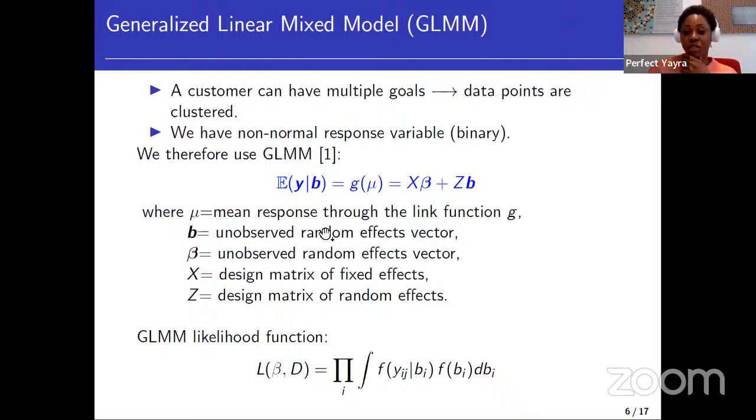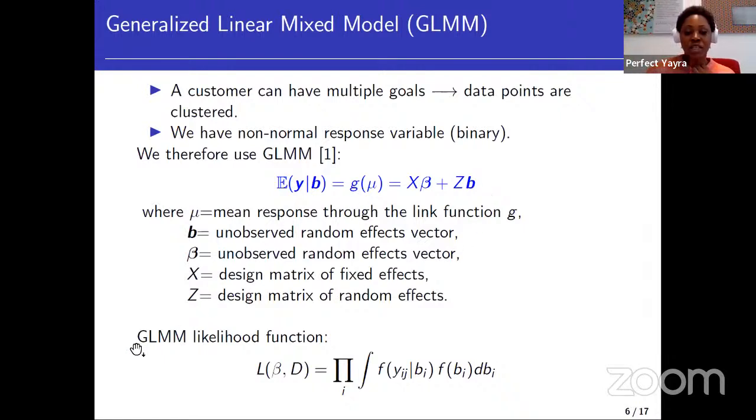Now, the B, which is a vector of random effects, the size of B is dependent on the number of clusters we have in our data set. So for instance, in this case, we are talking about customers. So if we have like 40,000 goals, but the unique customers in that data set is about 20,000, then we would have a vector of 20,000 random effects.